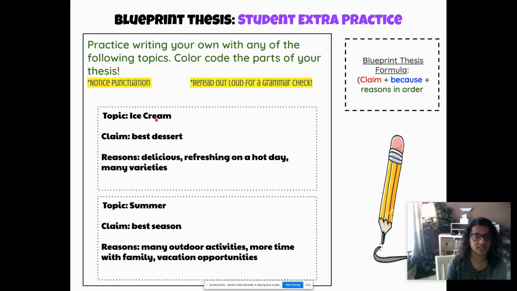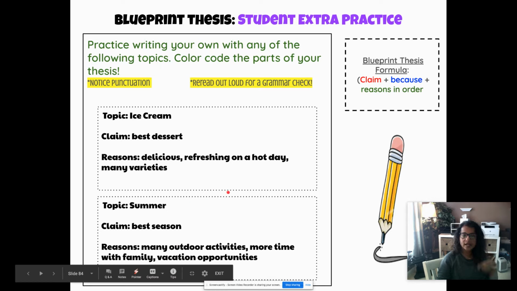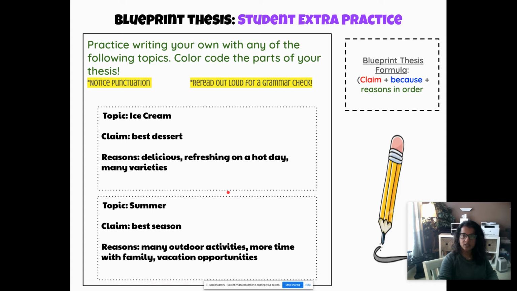Okay, so the first topic is ice cream. And then the second topic is summer. You can pick whichever one you want, or you can do both, or you can do none of them. If you feel like, I'm pretty good at this, I already know how to write it pretty well, Mrs. Mathai has never really had to tell me how to write a topic sentence, and I've been getting it. Okay, so it's really up to you. So try this out. I gave you the reasons and I gave you the claim for both of these. Just try it out on notebook paper. And if you feel good about it, then you can move forward.